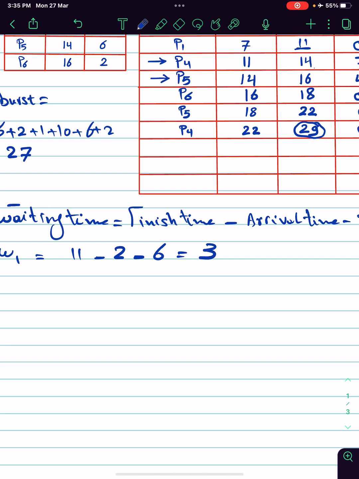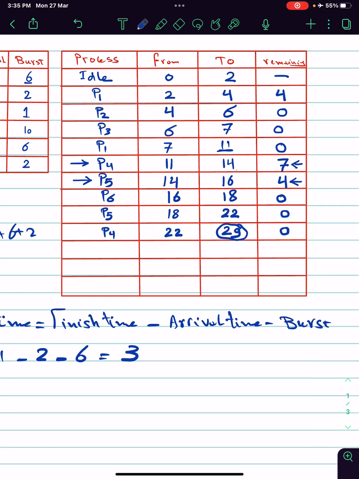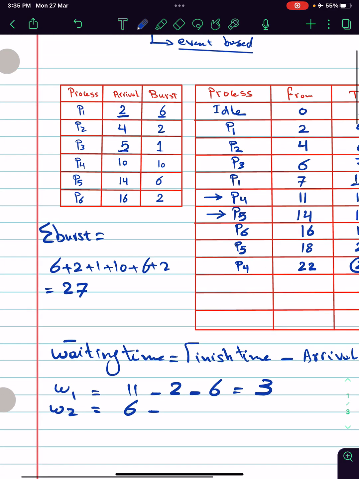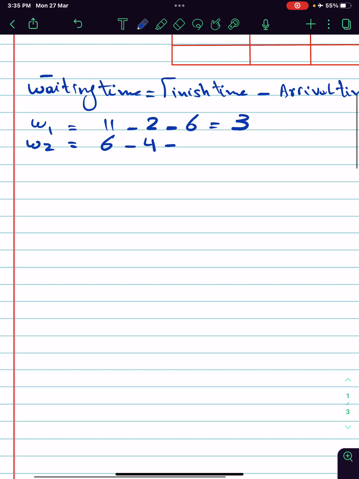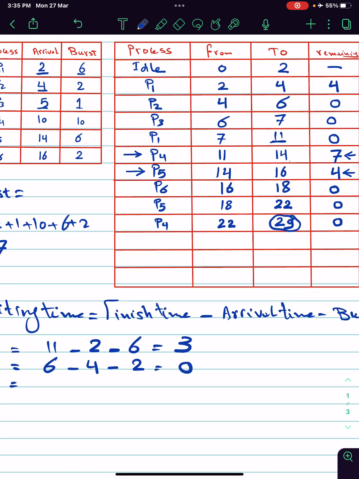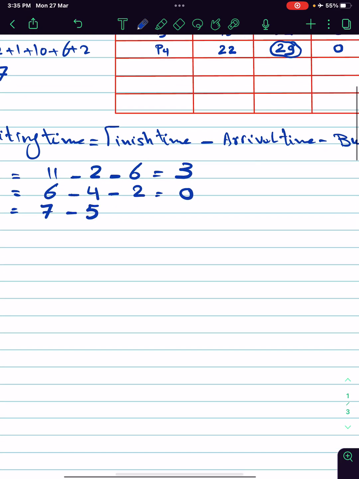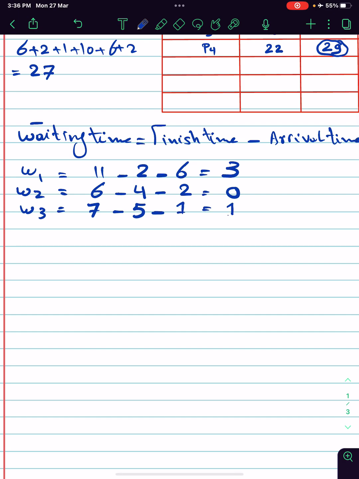So the waiting time here is 3. How about waiting 2 for process 2? Let's look at the table again. When did P2 finish? Actually, P2 finished at time 6 minus the arrival time is 4, as you can see, right? And the burst is 2, which means the waiting time of this one is 0. Okay, let's see waiting time 3. Look at the table. When did P3 finish? Here it is. It became 0 at time 7, so the finish time is 7 minus, what is the arrival time of P3? 5. What is the burst of P3? 1. So the waiting time here is 1.